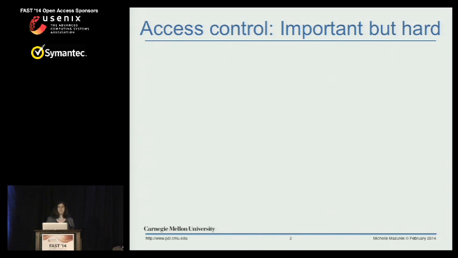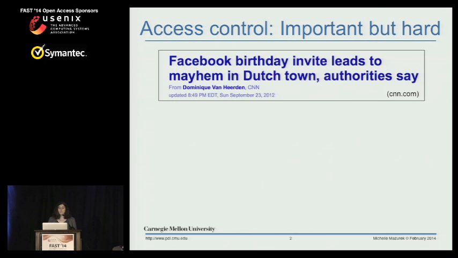So in today's world, with so much digital data percolating everywhere, access control is important but also hard. Here are some examples of things that can happen when access control goes wrong. This is an example of a girl who attempted to invite people to her birthday party using Facebook and accidentally set the invitation to public. 3,000 people showed up, they set some things on fire, the police had to come and break it up. It turned into a riot. It was not a good scene.